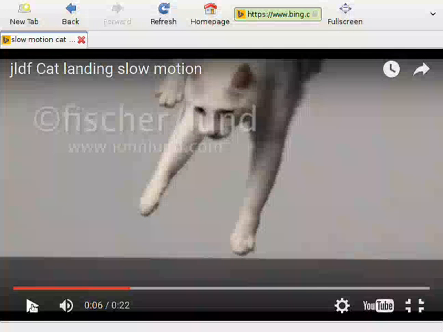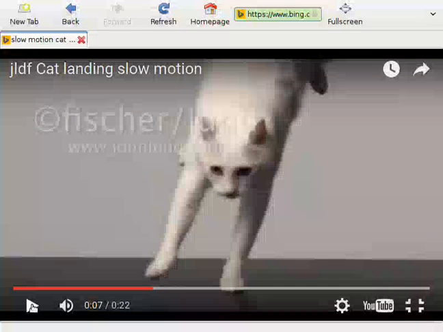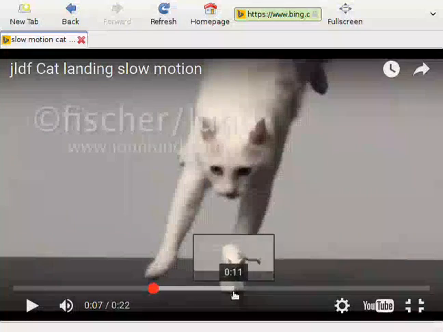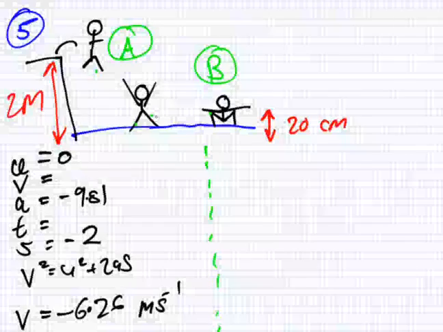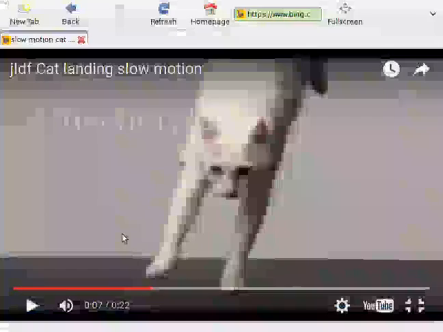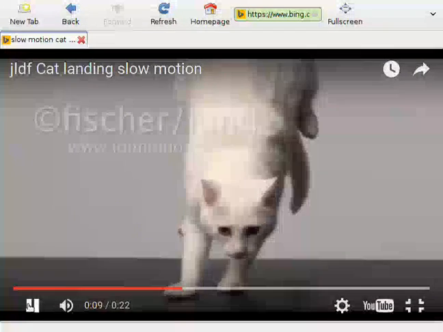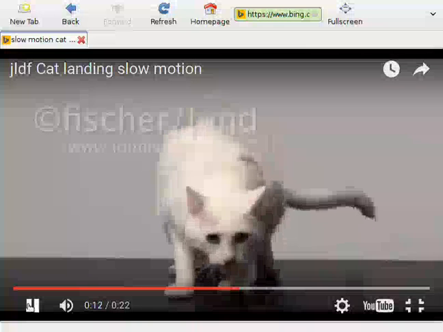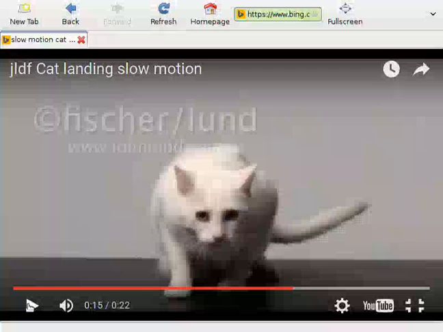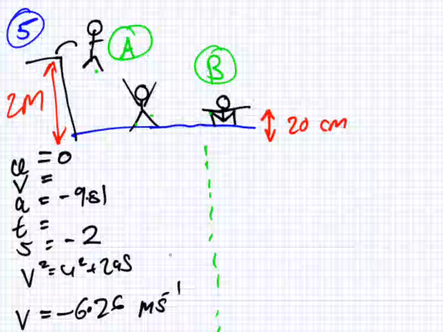A 75 kilogram man jumps from a height of 2 meters onto some grass. The man bends his knees when he lands and decelerates over a distance of 20 centimeters. How much force does his body feel? Okay, so this is a bit like the car. So he lands like this. Well, no, let's make it more realistic. So he jumps, and then he lands like this, and then he bends his legs like this.